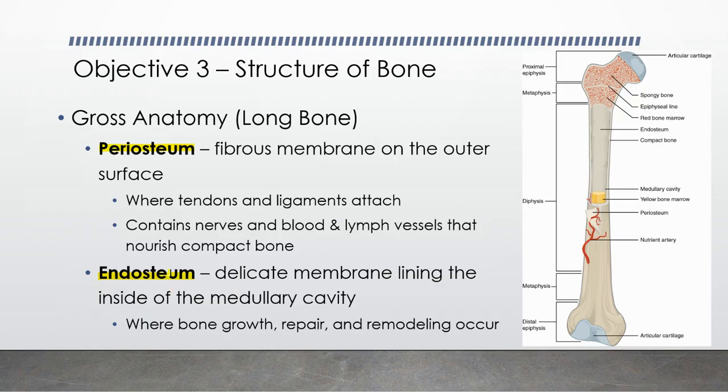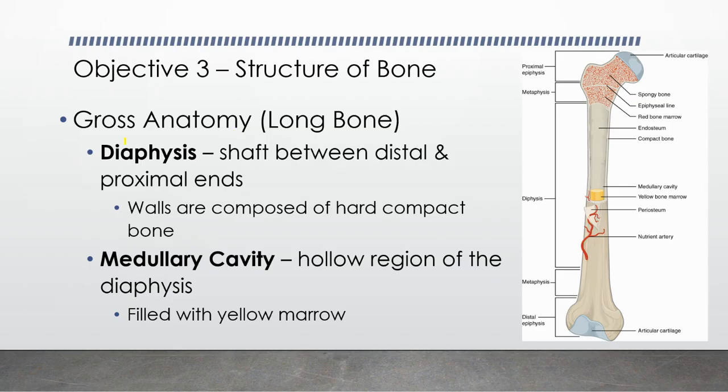And then we have the endosteum, and this is going to be a thinner membrane. It's on the inside of the medullary cavity. So inside the bone is a space, and the endosteum is going to be the lining on the inside of that space. This is where we're going to see bone growth, repair, and remodeling.